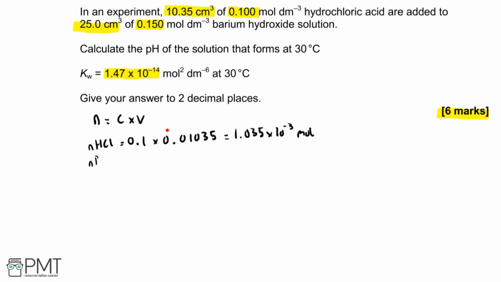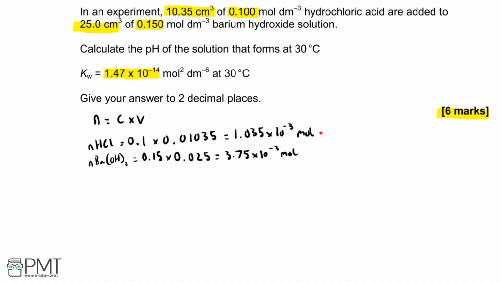So for our barium hydroxide moles, it's going to be the same equation, but with the values for barium hydroxide, so it's going to be 0.15 multiplied by, and again we need to convert from centimeters cubed to decimeters cubed, so dividing by 1,000 once again, we're going to get 0.025, which is going to get us a value of 3.75 times 10 to the minus 3 moles of barium hydroxide.